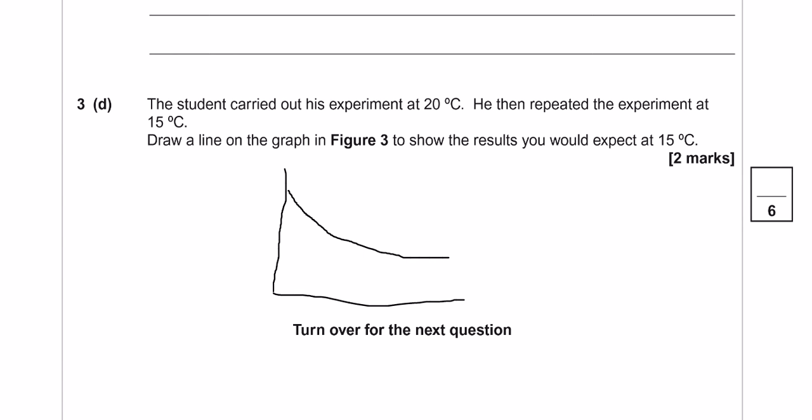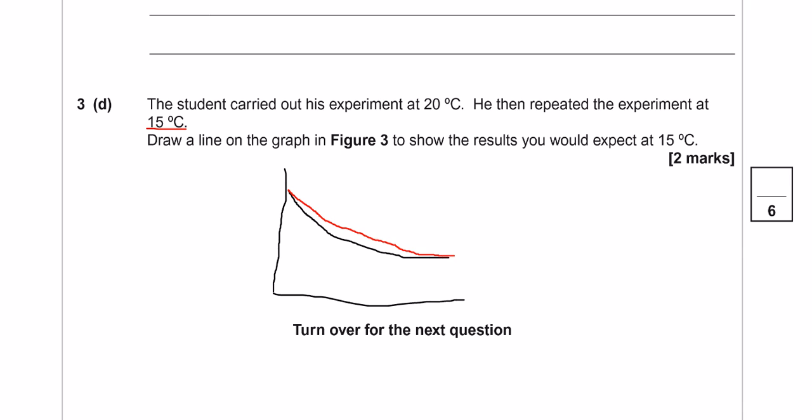Final part of 2D, so it says the student carried out another experiment at 15 degrees C. It says draw a line in the graph in figure 3 to show the results you'd expect. Well, that's at 20, so for 15 it's exactly the same starting point, but because hydrolysis is going to be slower at a reduced temperature, the line is going to be above. That's for 1 mark. Then it's going to level off at the same pH, but a bit later, not much later. So if your graph did something like that, then you would have got the 2 marks.